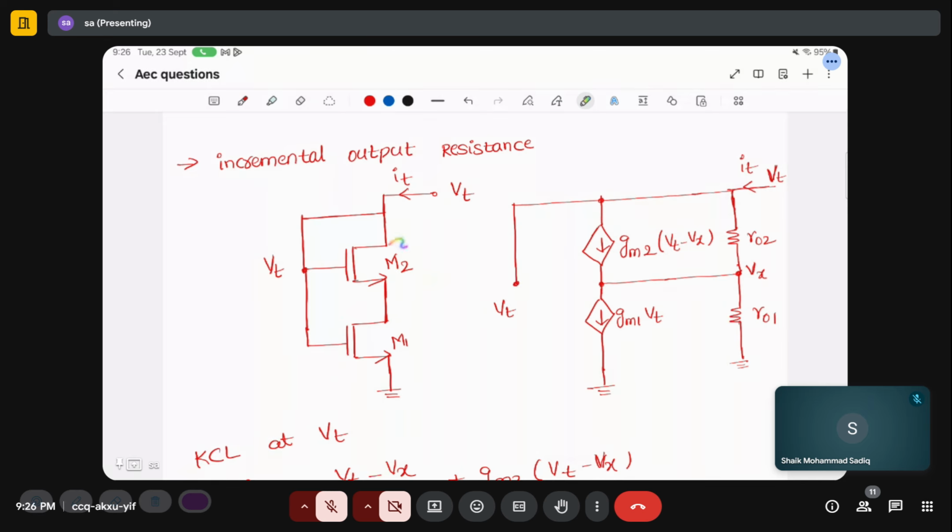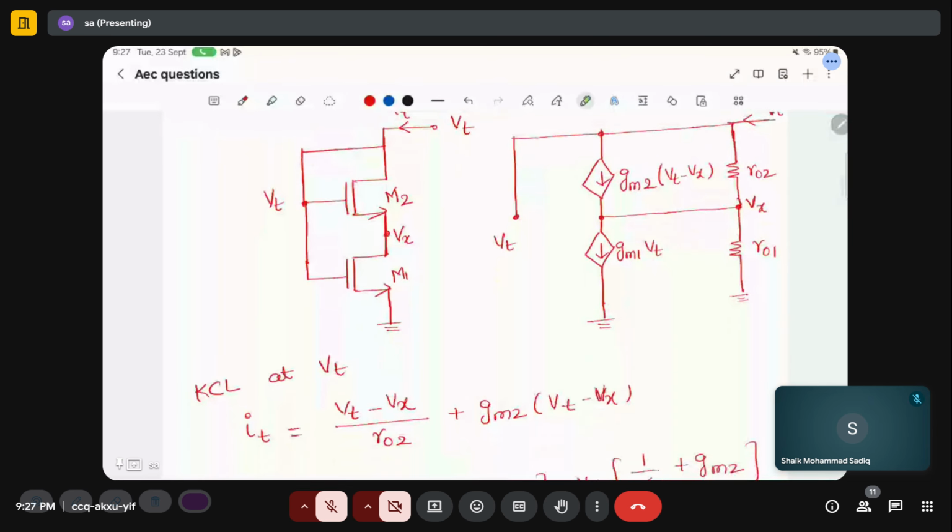Here I will replace the M2 transistor with its small signal equivalent, gm2 VGS. Here VG is VT, and I am taking this node as Vx. So it is gm2 into (VT minus Vx), and for transistor M1, VGS is VT, so the current is gm1 VT, and you have resistances from drain to source, RO2 and RO1.